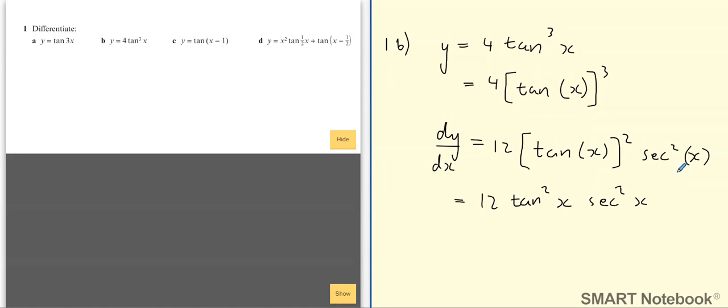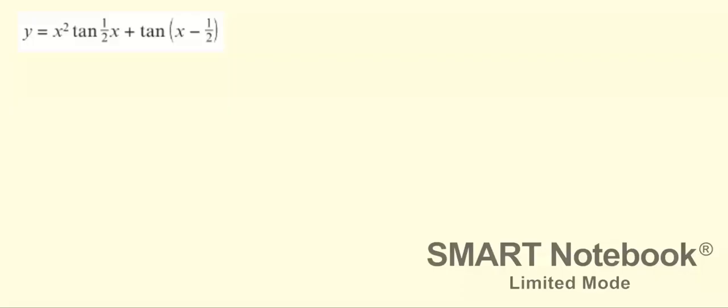Okay. Does that make sense? Please let me know in the chat if you are happy with that. So firstly, what I notice is that I have got a product of 2 terms over here. So I need to use the product rule for the first part.